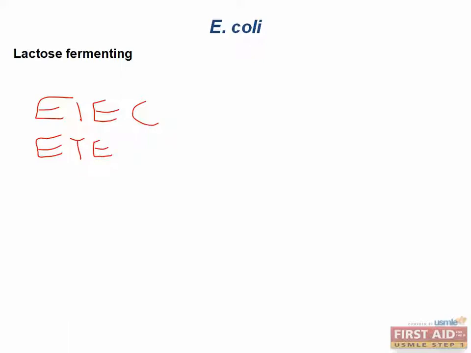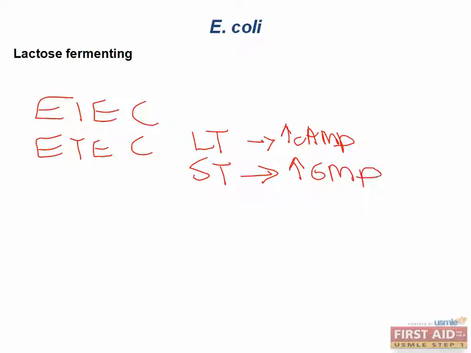ETEC, or enterotoxigenic E. coli, produces heat labile toxin, which stimulates adenylyl cyclase to produce cyclic AMP. It also produces heat stable toxin, which induces guanylyl cyclase to produce cyclic GMP. Remember the mnemonic from the micro lecture. Stable on the ground, labile in the air.